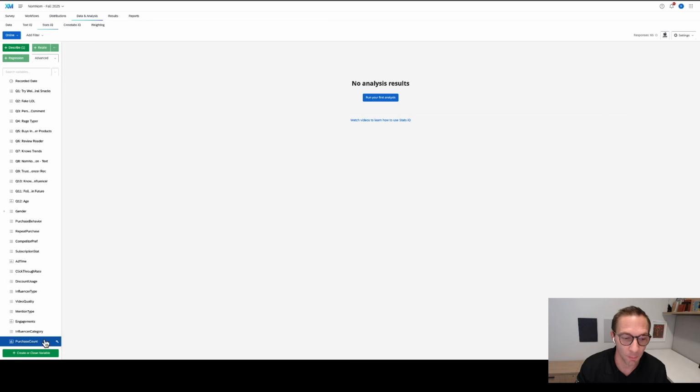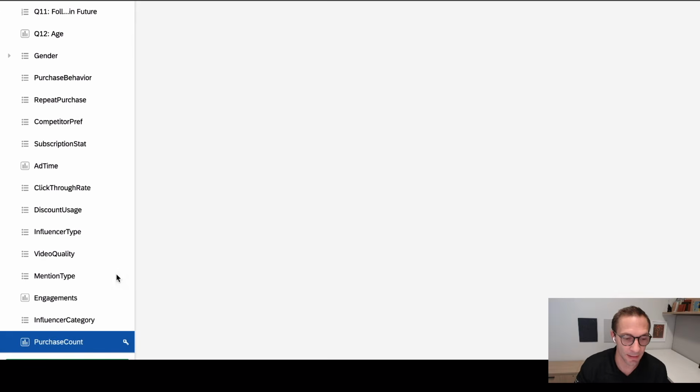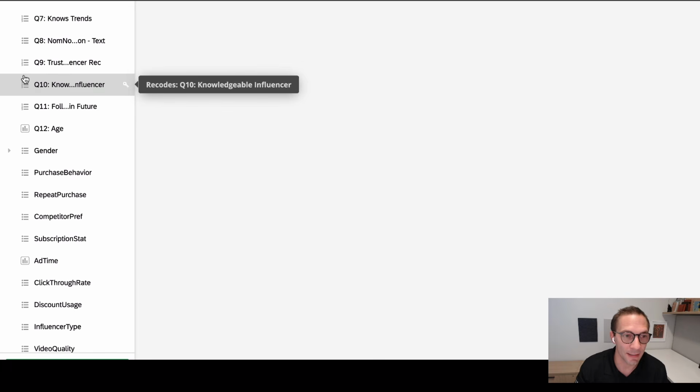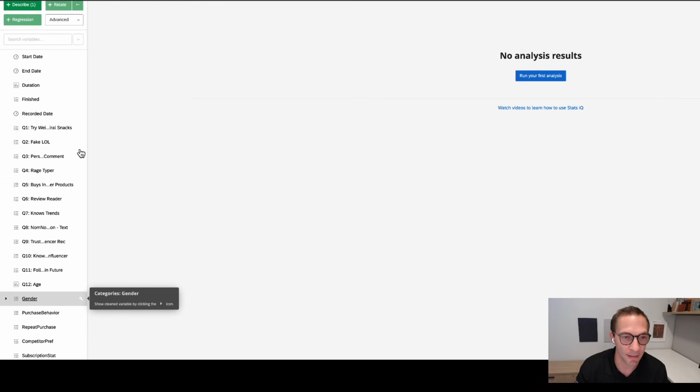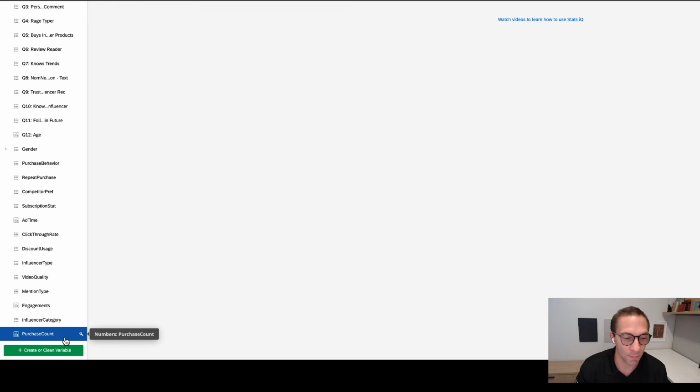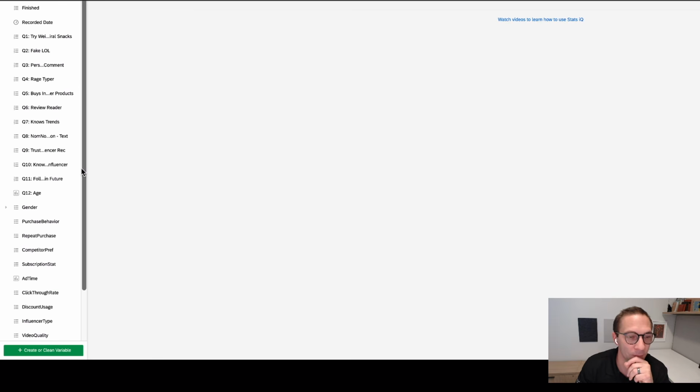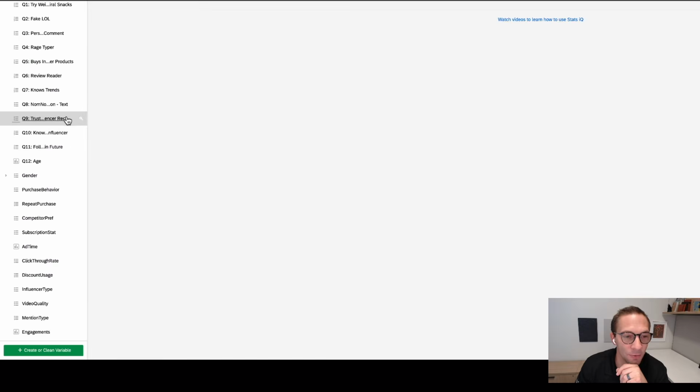This is a number. Again, this has the little bar graph here that tells me that it's a number. If it has these bullet points, it's a category. And if it has these numbers with this little line icon here, then it's also a number. Okay, so I'm going to select purchase count as a number, as my output. And let's say I'm going to use trust, how much they trust the influencer, all right?